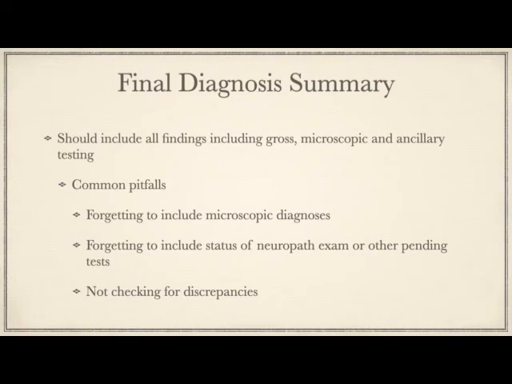The final diagnosis summary should include all findings from the gross, microscopic, and ancillary testing summarized for the reader. Common pitfalls that I see here in this section include forgetting to include the microscopic diagnosis. Frequently, you'll write the gross diagnosis first and then go back and add the microscopic diagnosis, so sometimes people forget to add all of the microscopic findings. Also forgetting to include the status if there are other pending results, such as the neuropath exam or other ancillary testing which has been sent out, such as toxicology, if you're not going to hold the report waiting for those results. And not checking for discrepancies with other areas of the report.